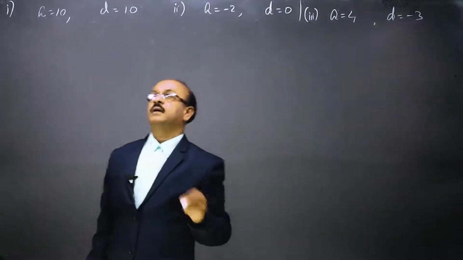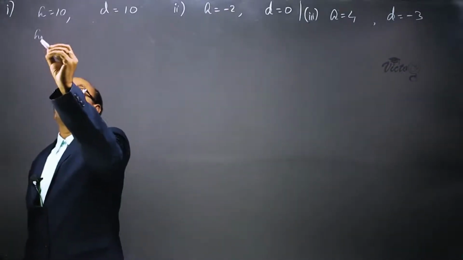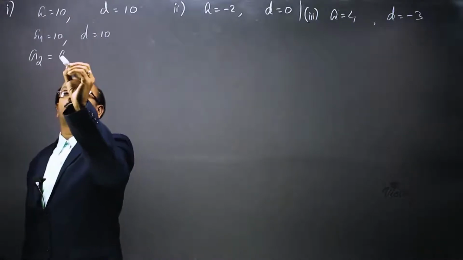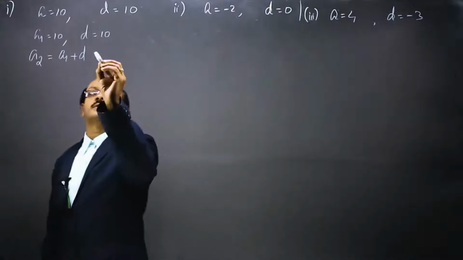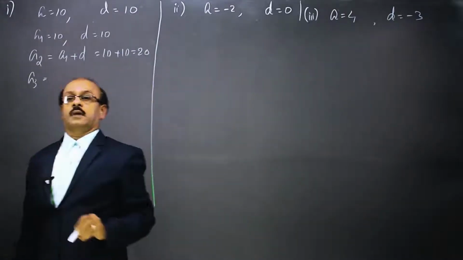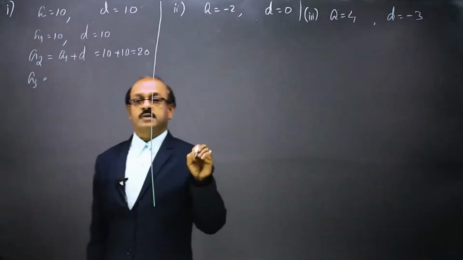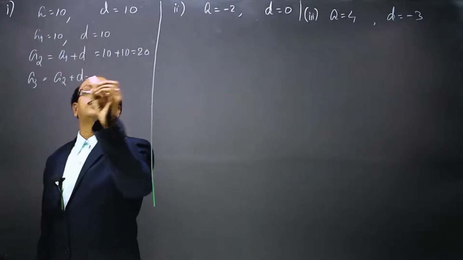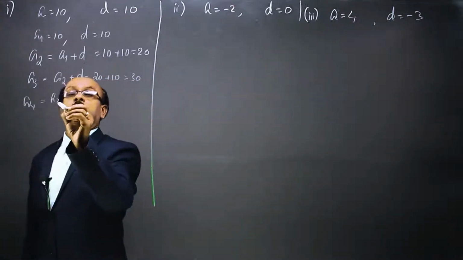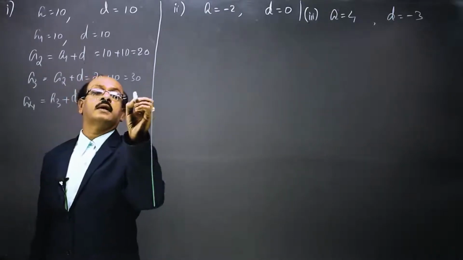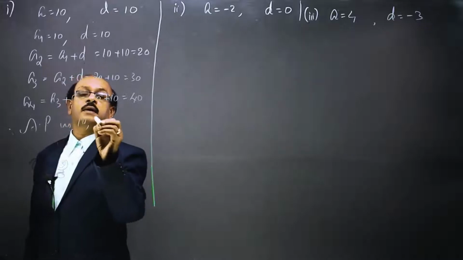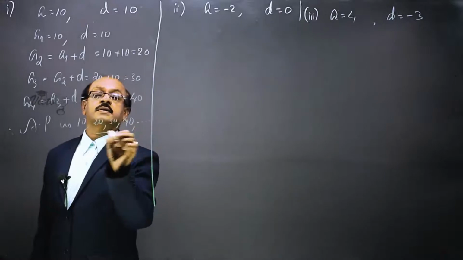In the first question, it is given that a is equal to 10, that means a1 is equal to 10 and d also is equal to 10. Then how will we find the second term a2? a2 is equal to a1 plus d, first term plus common difference, that means 10 plus 10 is equal to 20. Then we have to find the third term a3, by adding the common difference d to the second term: a2 plus d. a2 is equal to 20, now 20 plus 10 is equal to 30. Now the fourth term a4 is equal to a3 plus d. a3 is 30 plus common difference 10, that is 40. Therefore, the AP is 10, 20, 30, 40, etc. This is the arithmetic progression.